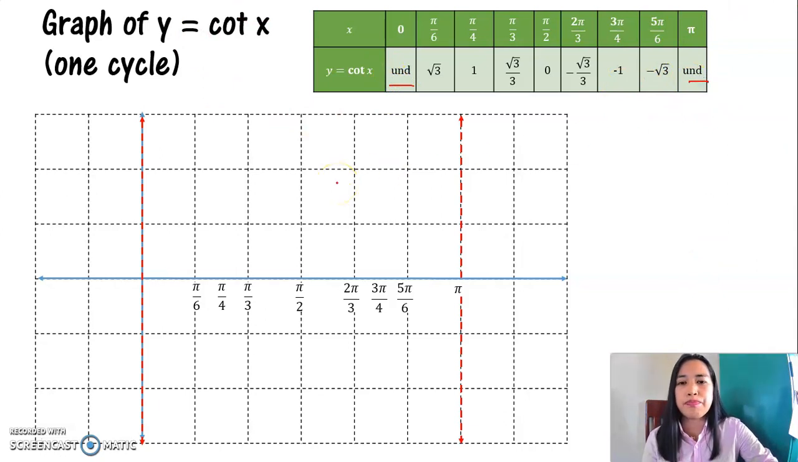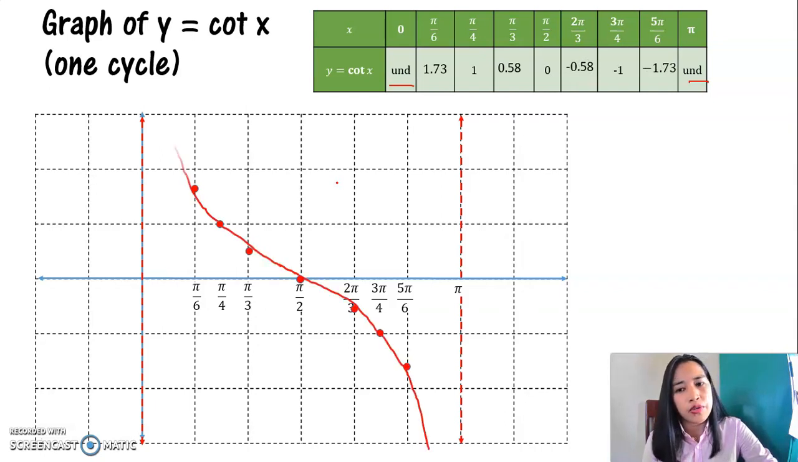Okay, so let us plot the points. If it is pi over 6, our cotangent x is 1.73, or that is square root of 3. There. Okay, and then in the same manner, we are going to plot the points. And it is not a smooth curve, pero dapat smooth good ang curve. Okay, so pareha na sila og dagway actually sa graph ng tangent x, kaya lahi ang ilang direction.